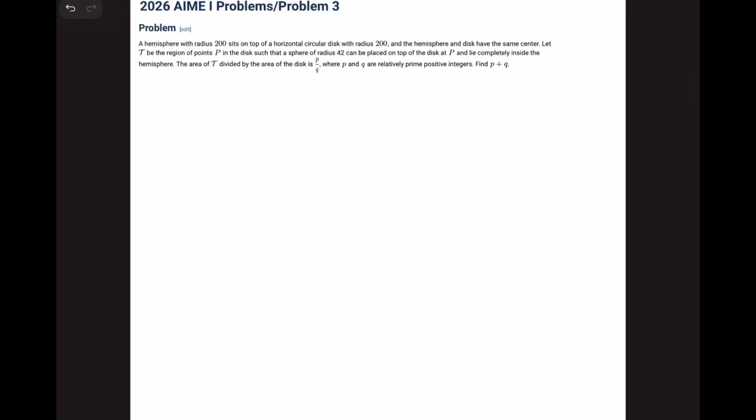Number 3 on the 2026 AIME I problem. A hemisphere with radius 200 sits on top of a horizontal circular disk with radius 200, and the hemisphere and disk have the same center.